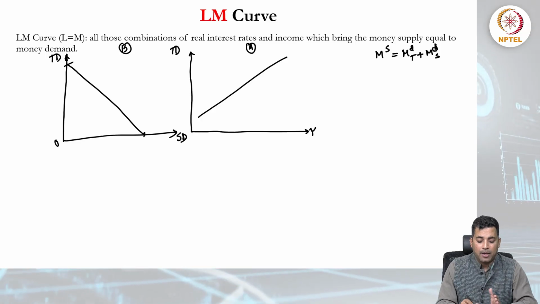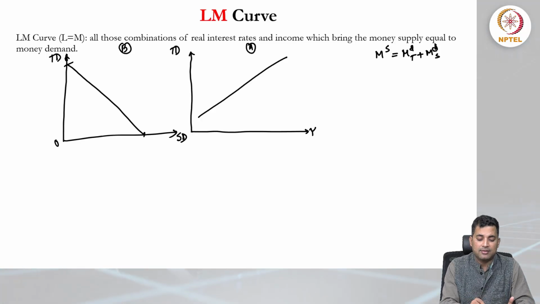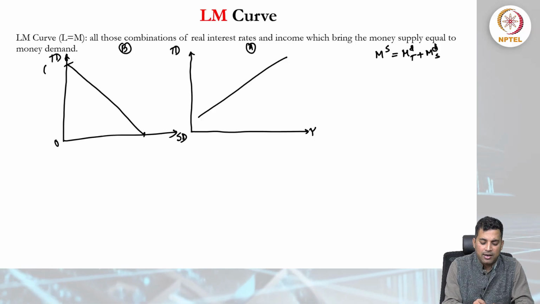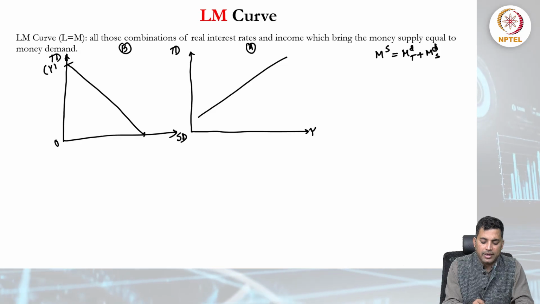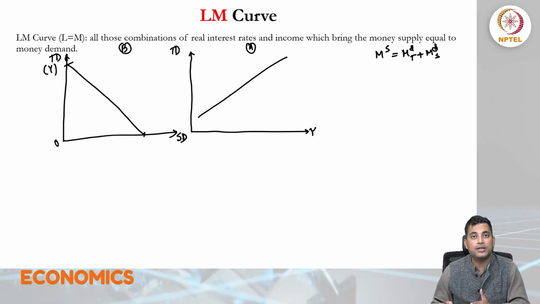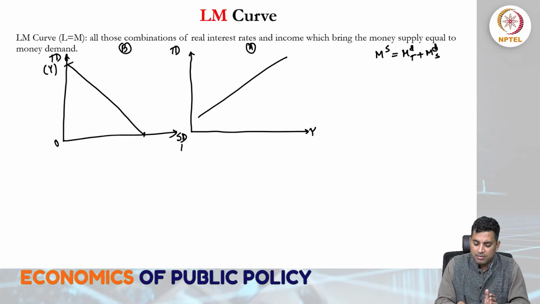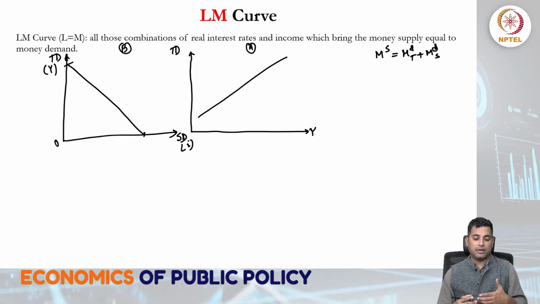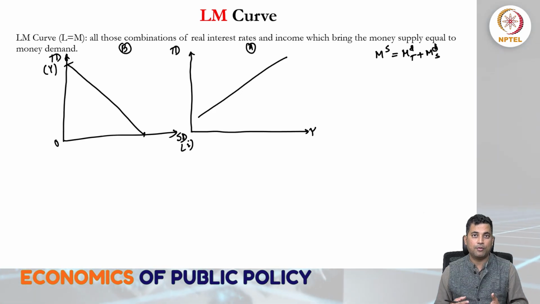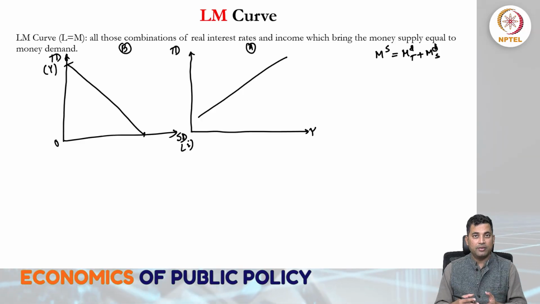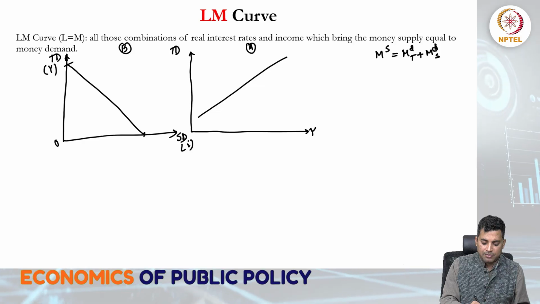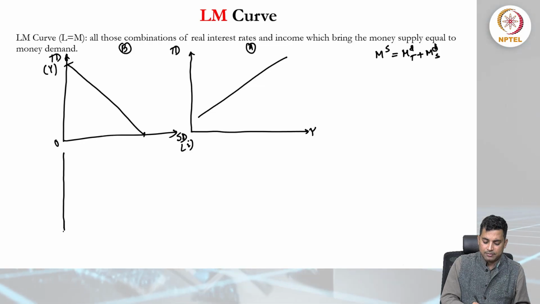So in panel B, on the vertical axis, we are showing transaction demand for money, which depends on income, and the speculative demand for money, which we are measuring along the horizontal axis in panel B, depends on the rate of interest. So money demand will depend on these two dynamic variables: one is Y and one is I. Let's move to the next panel, which is panel C.